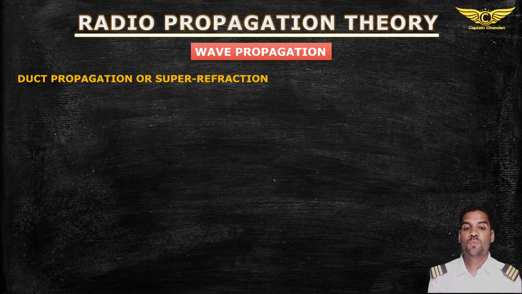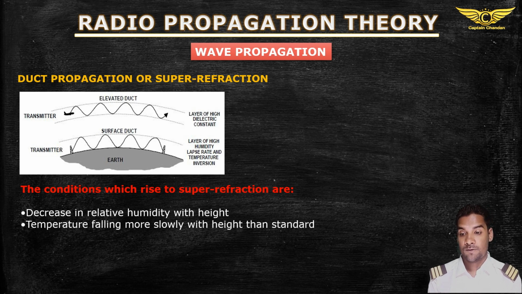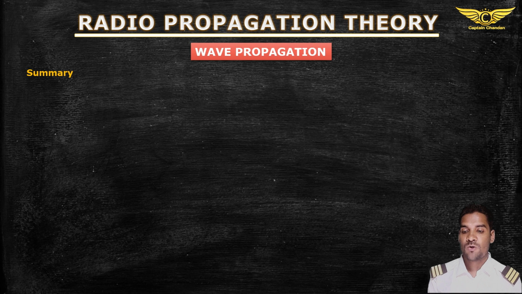Duct propagation or super refraction. The conditions which give rise to super refraction are decrease in relative humidity with height, temperature falling more slowly with height than standard, fine weather and a high pressure system, and warm air flowing over a cooler surface. So these are the conditions for super refraction.